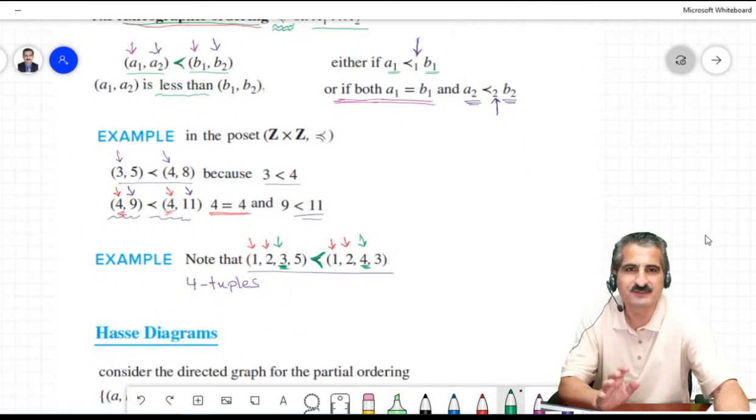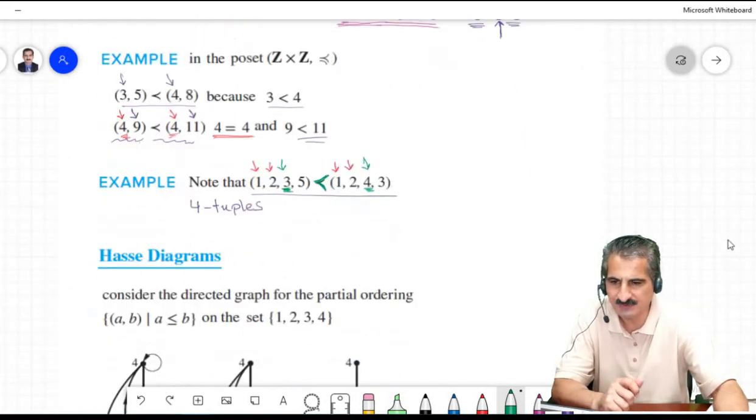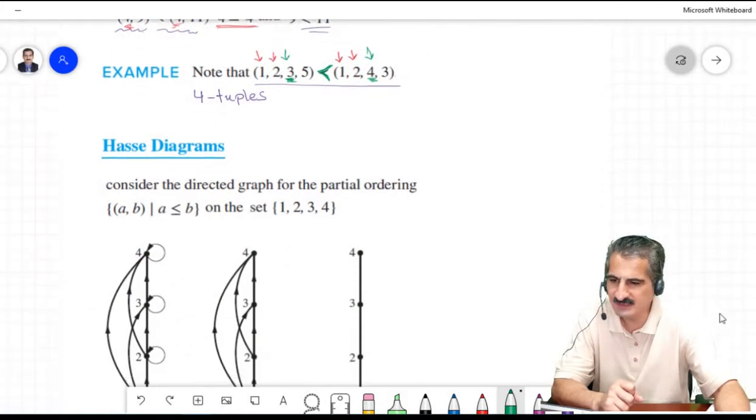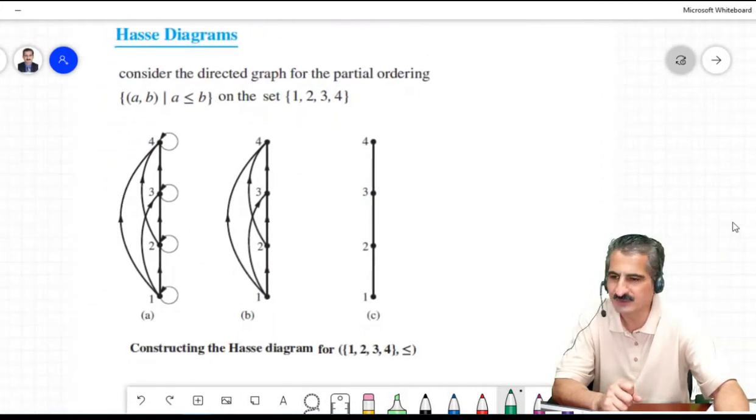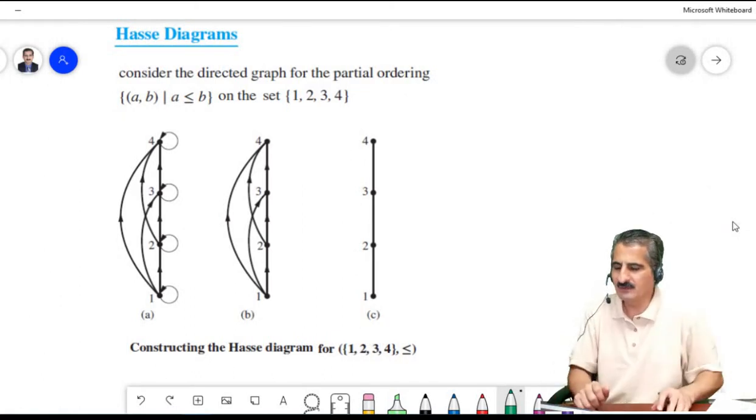We are interested in the definition of this ordering only, and there are some exercises that ask you to do such comparisons. Okay, now we will go ahead.